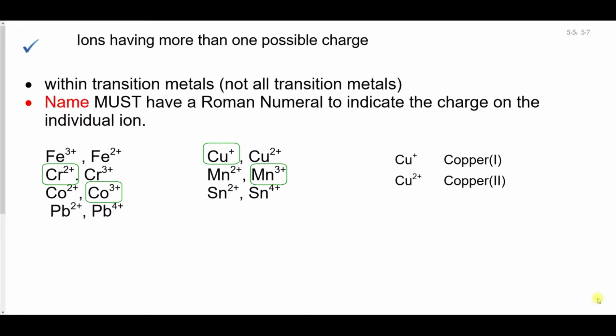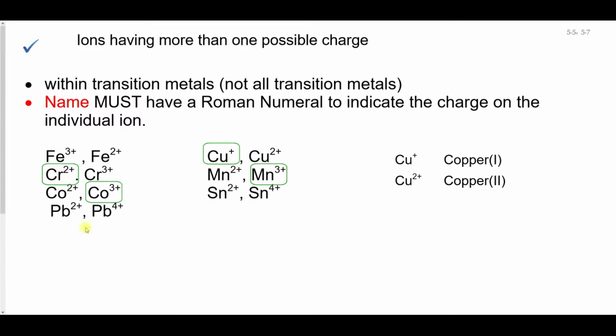Welcome to Chapter 5, Ions with More Than One Charge. There are some ions, because of how their electrons are arranged, that have more than one possible charge. These are located within the metals, the transition metals primarily, but not all transition metals will have more than one charge. When we write the name, but only the name, it must have a Roman numeral because we could have copper 1 or copper 2. So we must use a Roman numeral to tell which one we have used.